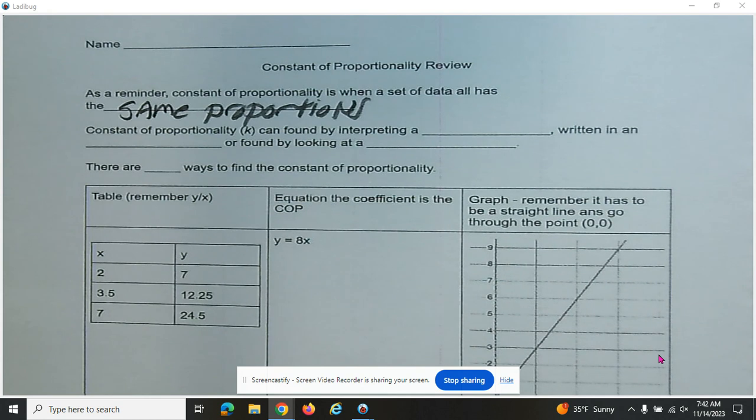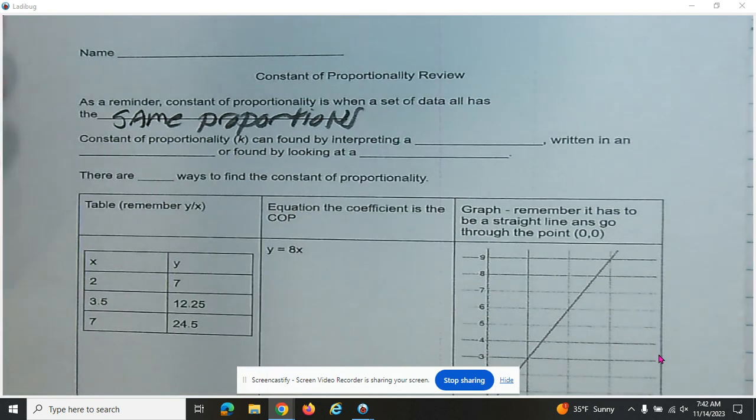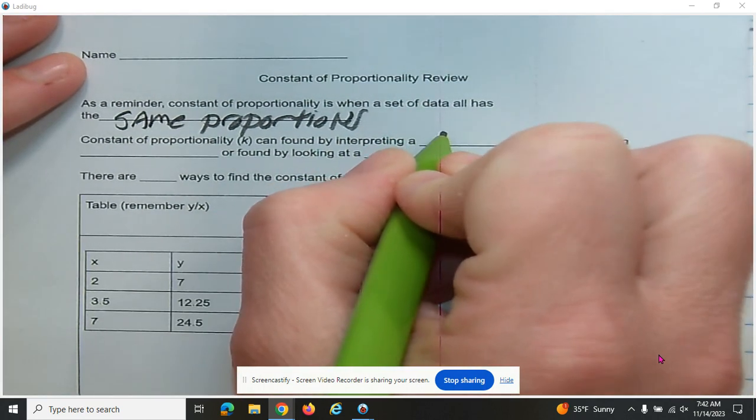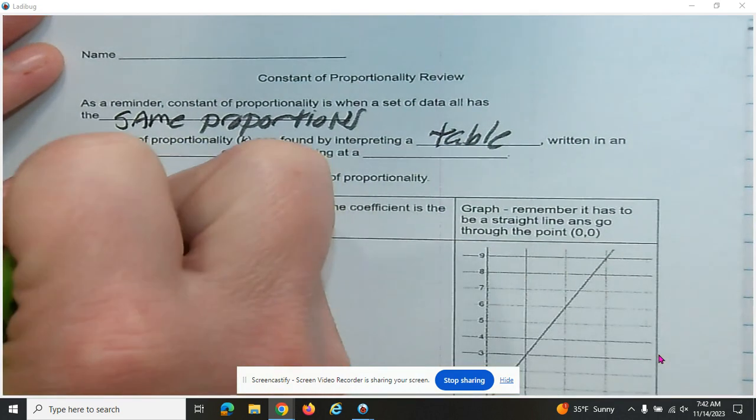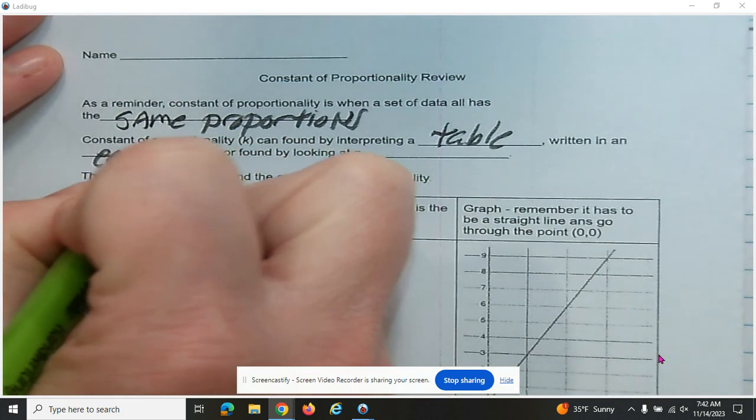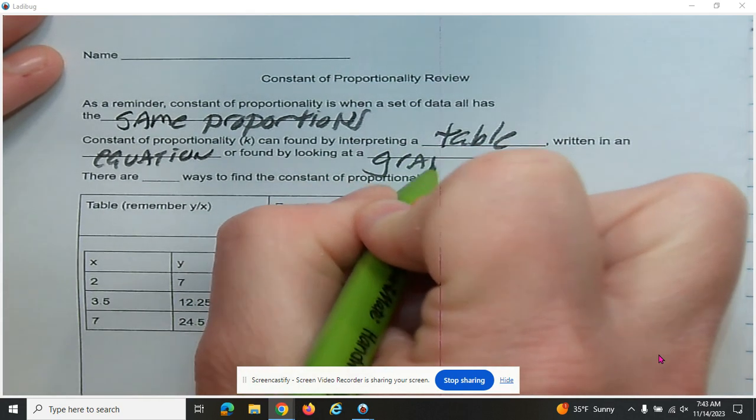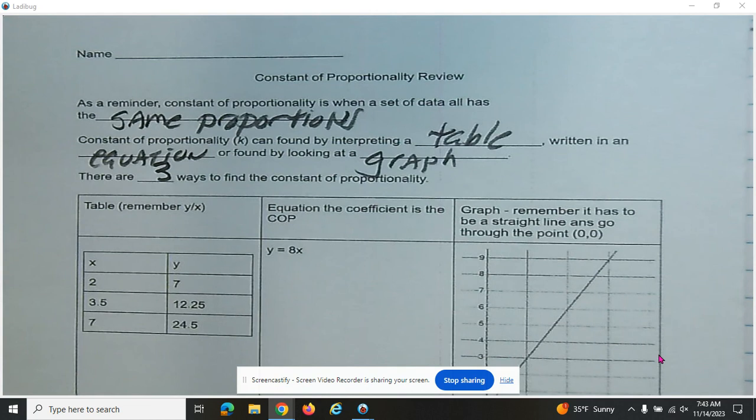Constant proportionality has a little k that's used. It can be found by interpreting a graph, interpreting a table, or written in an equation. There are three ways to find the constant proportionality. We have been doing constant proportionality, I feel like, forever. So this is a good way to remember it.